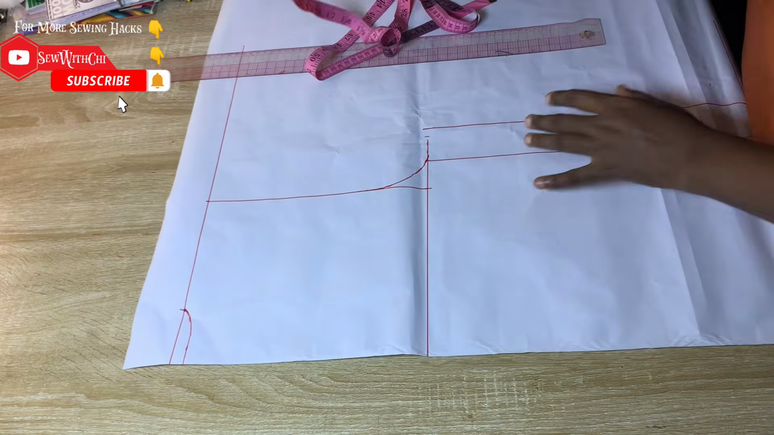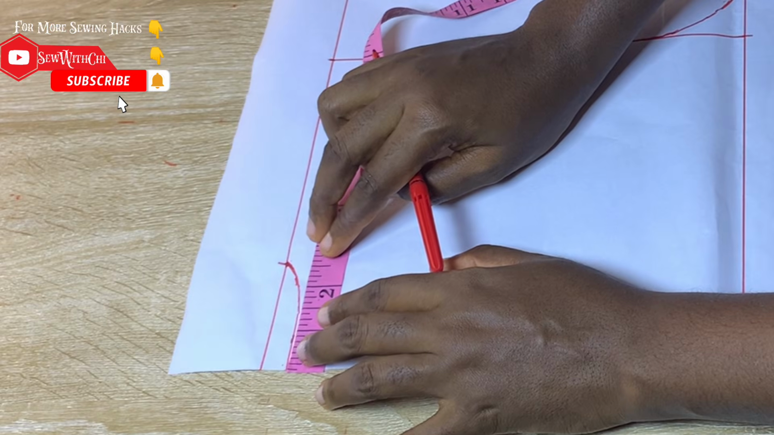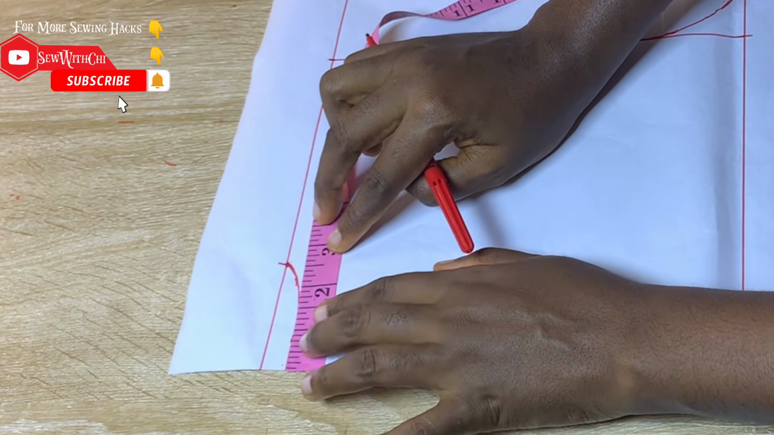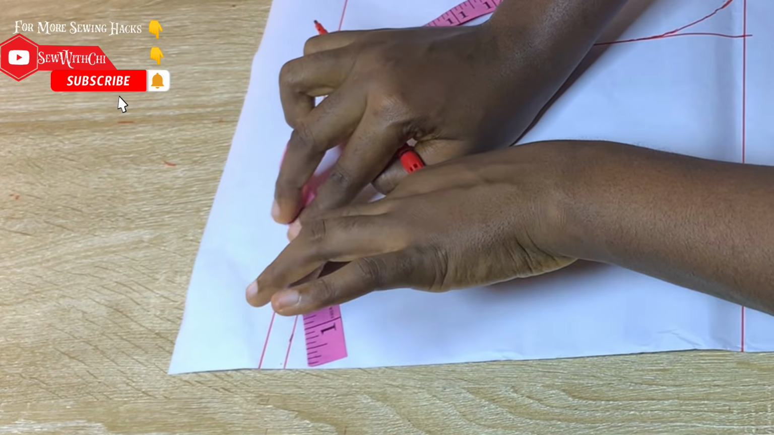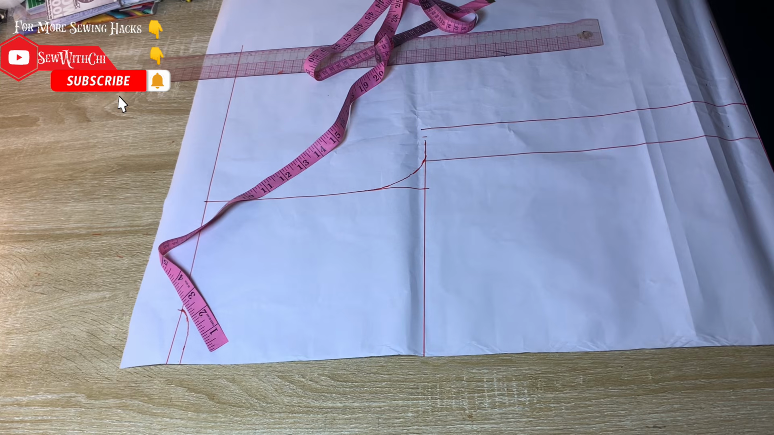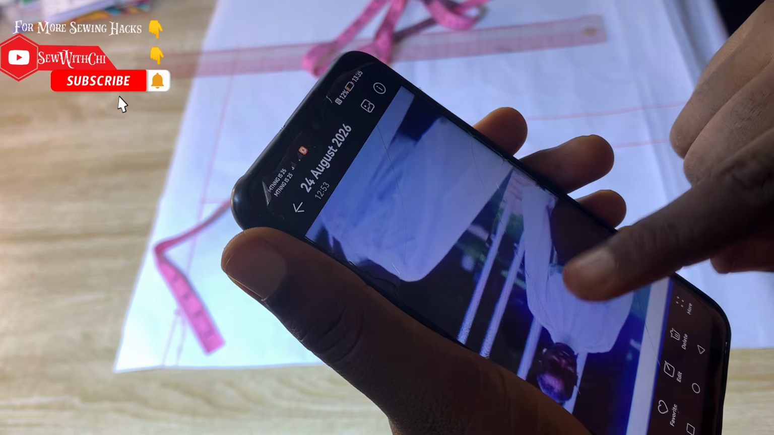Next, I'll go ahead to measure my round neckline from this point here. You just gradually follow your curve, so, like so. And mine gives me 3. Now whatever yours gives you, you go ahead to divide it by 4 because we have 4 pleats on the style.